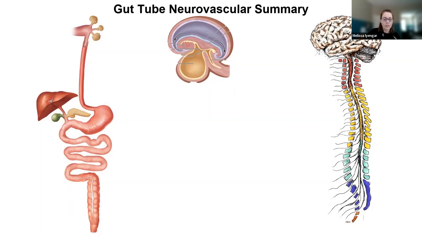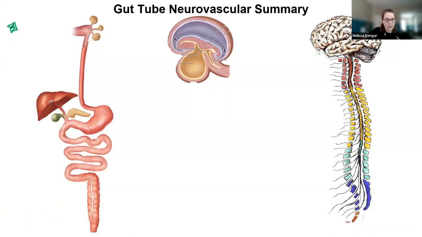Okay, so we're going to do one giant visual chart for the neurovascular summary for foregut, midgut, and hindgut. And I think I'm going to try to do this for every system going forward, so it's not just a chart that you don't understand, but you can tangibly visualize what's happening inside of the body with all this stuff. Okay. That means I'm going to need a little bit of your help.